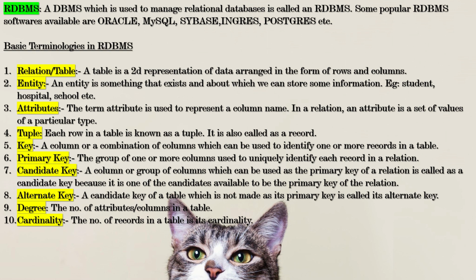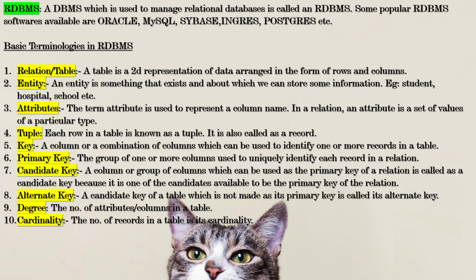Now, primary key: the group of one or more columns used to uniquely identify each record in a relation is the primary key. Candidate key is a column or group of columns which can be used as the primary key of a relation. A candidate key can be used as a primary key in a table.